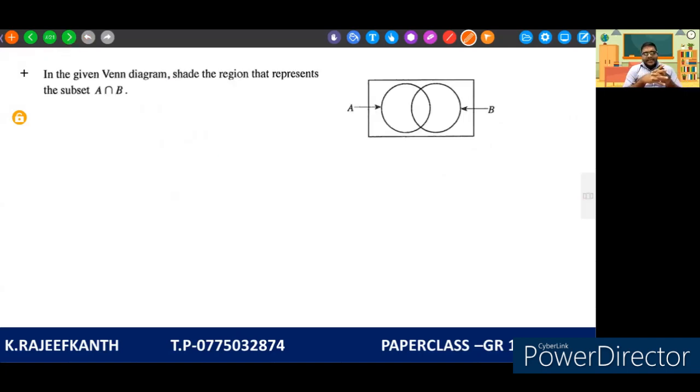In the given Venn diagram, shade the region that represents the set A intersection B. We have to shade the region A intersection B. First, you have to think about what is A, what is B, and what is the meaning of A intersection B. Then you can find the region from that Venn diagram. Then you can shade that region.